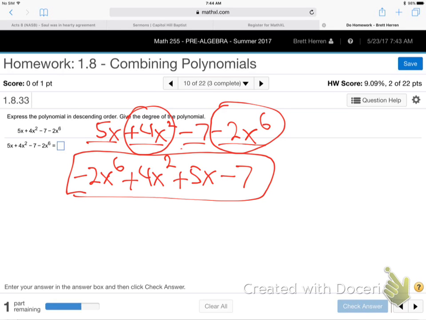Now, the second question is going to be, what's the degree of this thing? 6. Yeah, it's just the 6, right? We don't add up any of those powers because they're all separated. Makes sense?